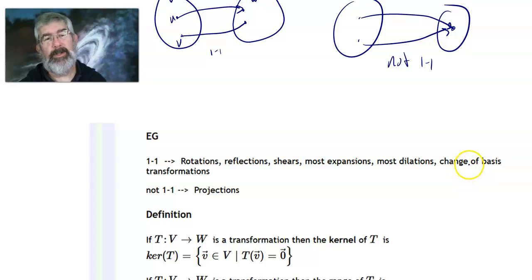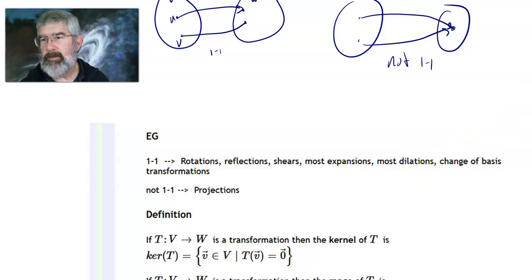Change of basis transformations we did a little earlier in the course, right? We used a matrix to change coordinates with respect to base B into coordinates with respect to base B prime. Those were one-to-one.